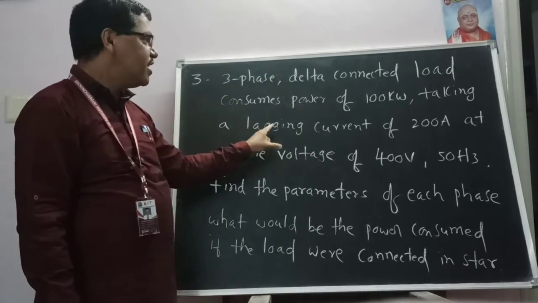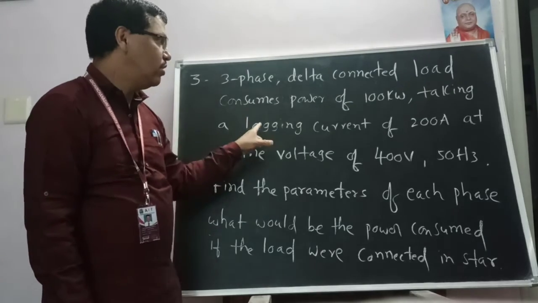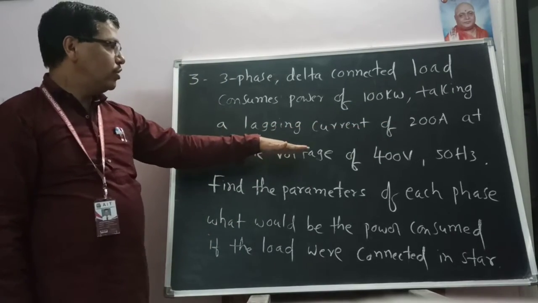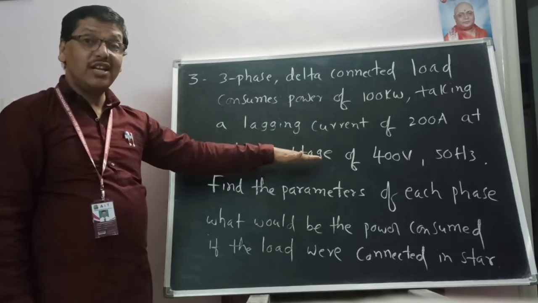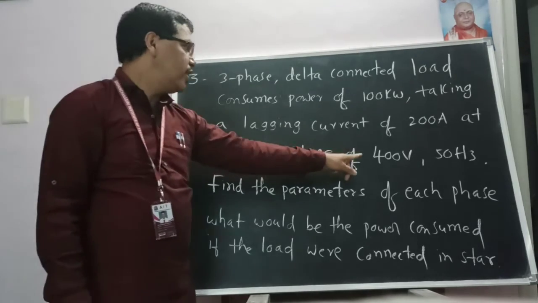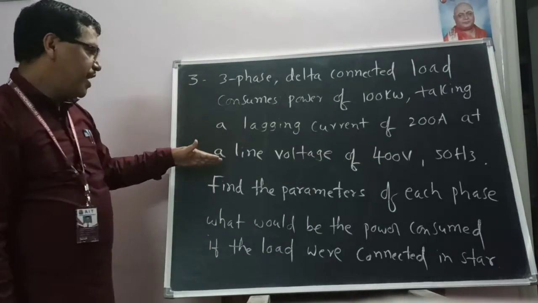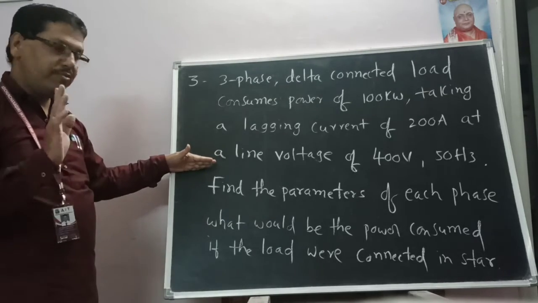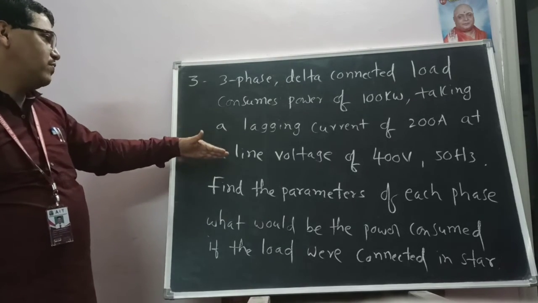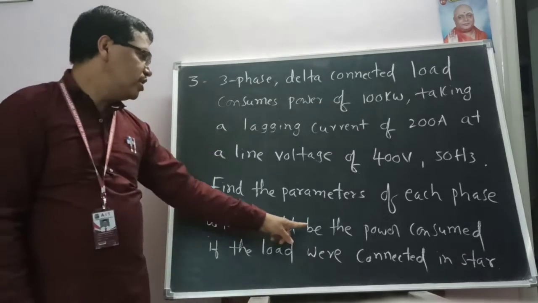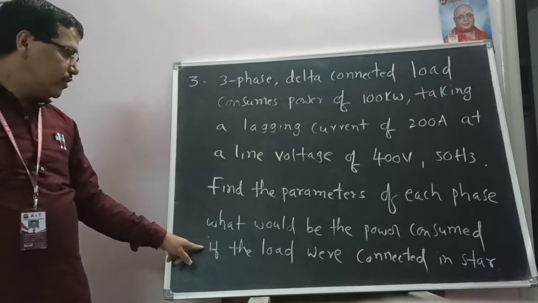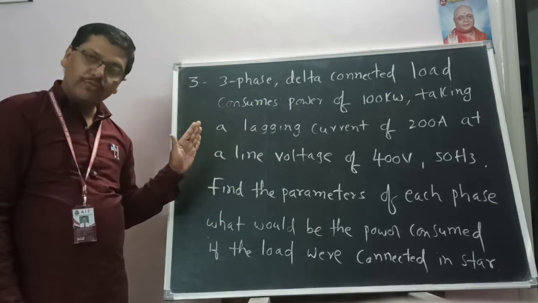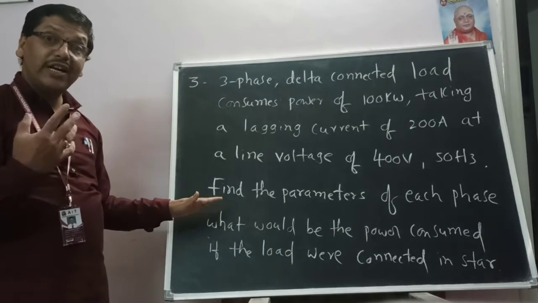Taking a lagging current of 200 amps at a line voltage of 400 volts, that is EL or ERY, 400 volts at 50 hertz. Find the parameters of each phase, maybe R, maybe L, maybe C. What would be the power consumed if the load were connected in star?